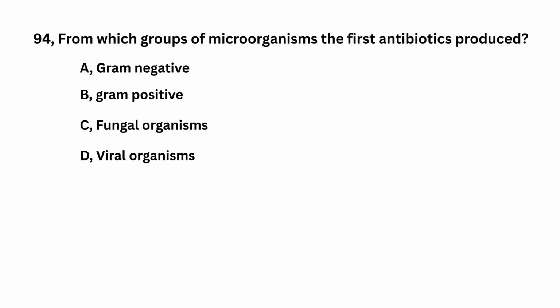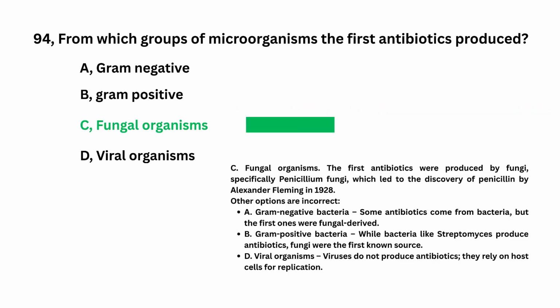From which group of microorganisms were the first antibiotics produced? Gram-negative, gram-positive, fungal organisms, viral organisms. Fungal organisms is the answer.